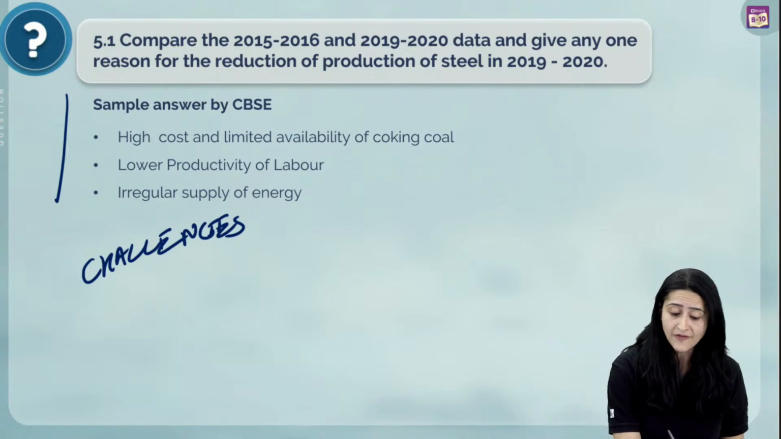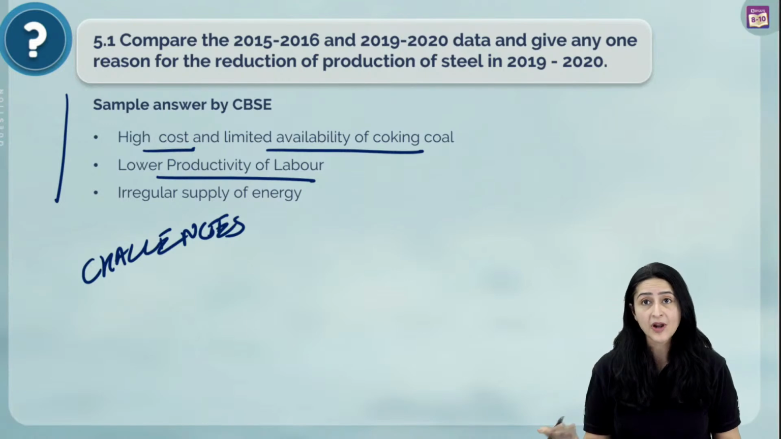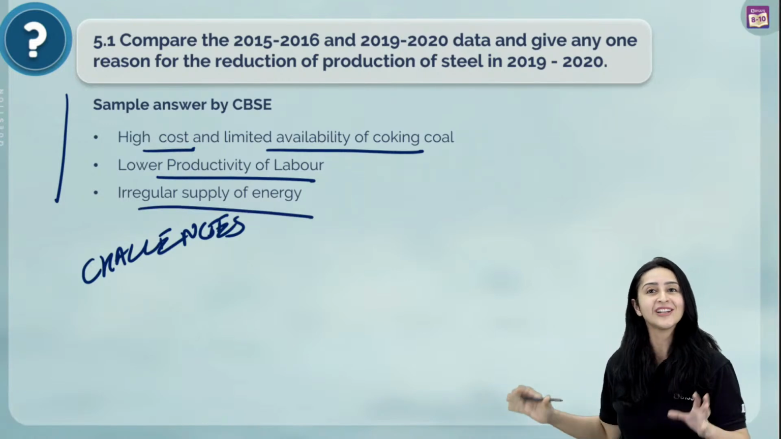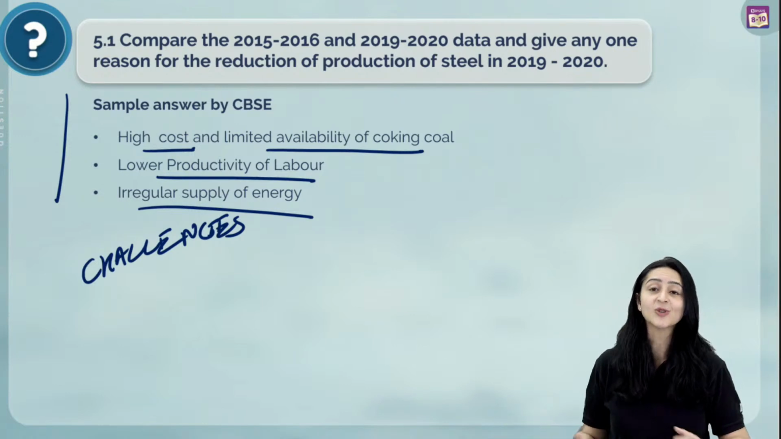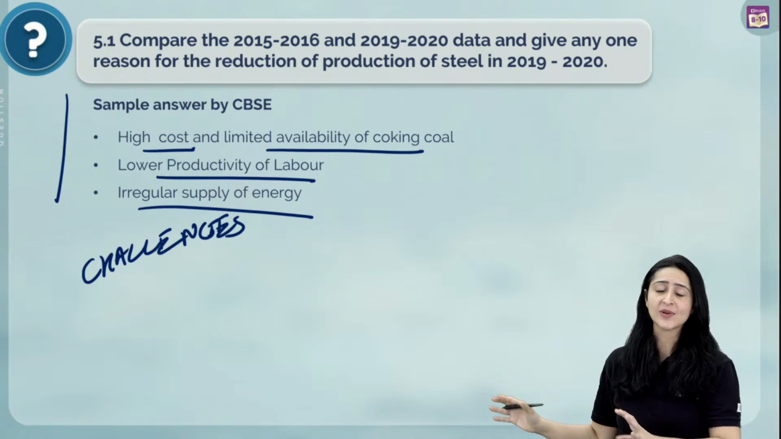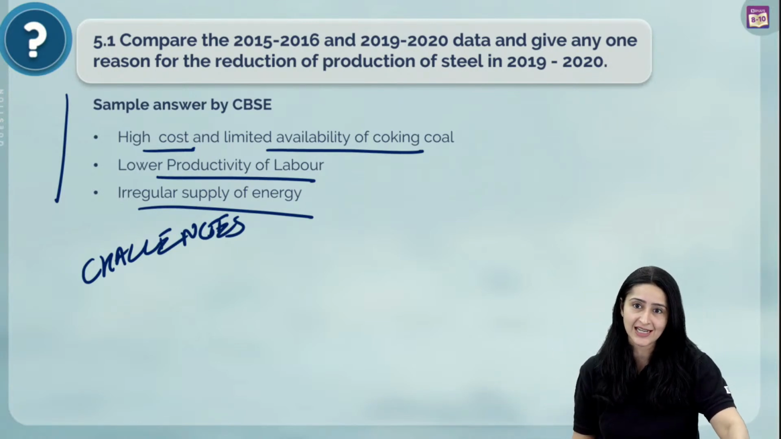Why? Because of the high cost and the limited availability of coking coal. There is lower productivity of labor. There is irregular supply of energy. We've already discussed all these things in our session, right? So you already have content to answer this question. This question is asking nothing but the challenges of the iron and steel industry.